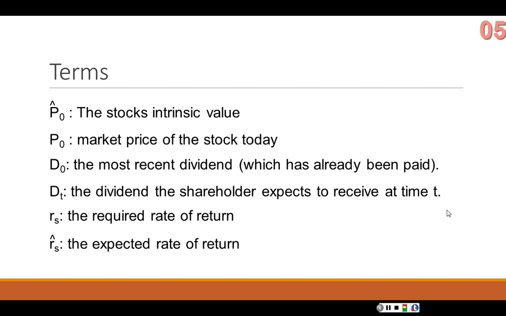So before we get into any calculations, we first need to understand the terms. P0 with a hat is a stock's intrinsic value. P0 without a hat is the actual market price of the stock today. D0 is the most recent dividend that has already been paid. And DT is the dividend that the shareholder will expect at time T. RS is the required rate of return, and R hat S is the expected rate of return.